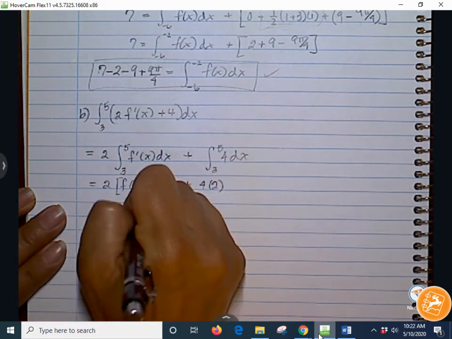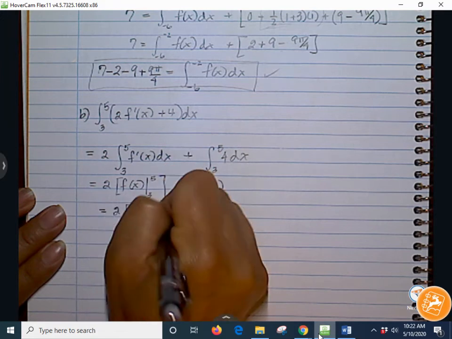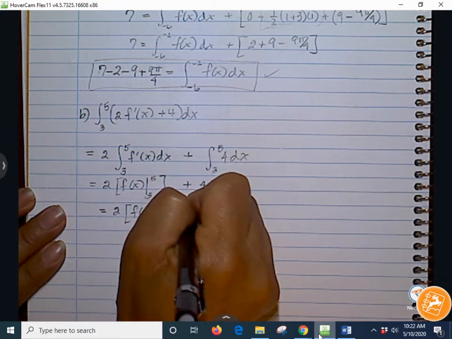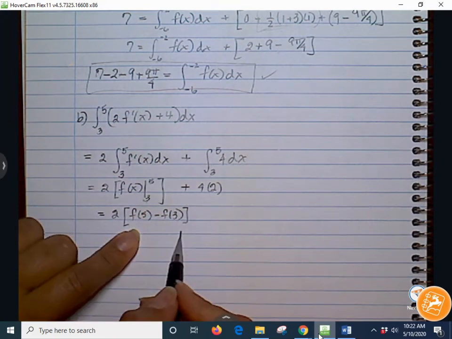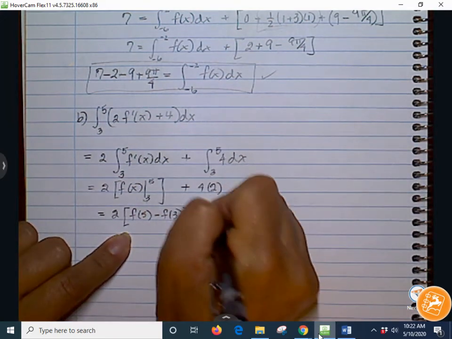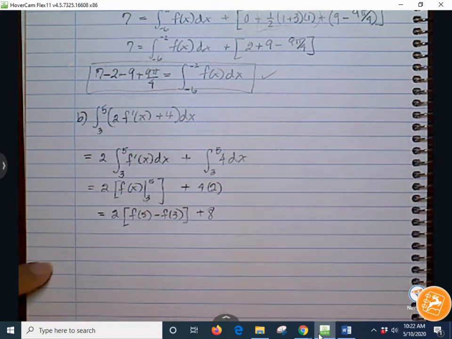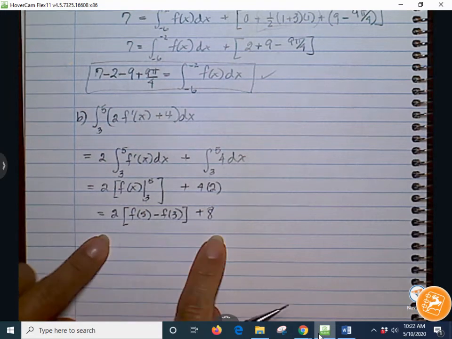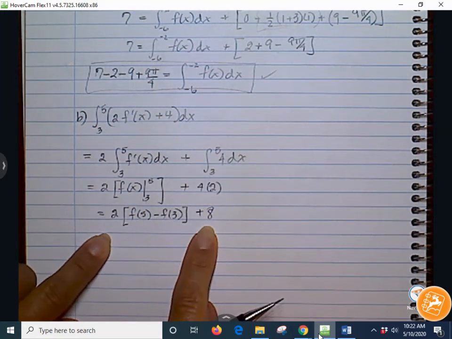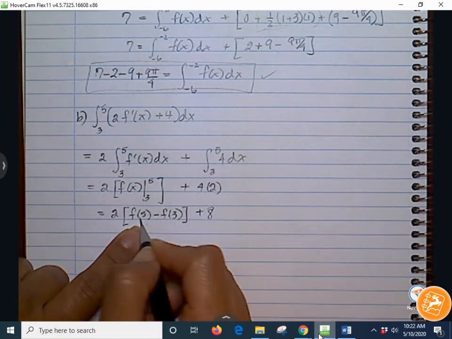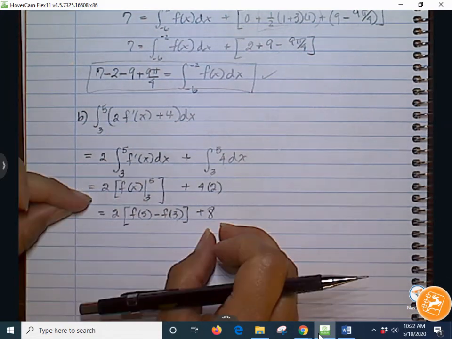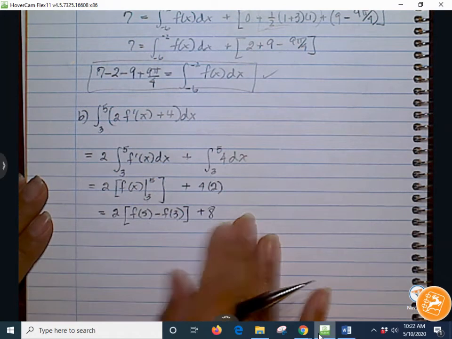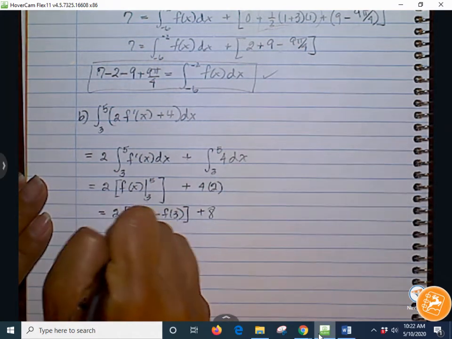And so now I'm going to have f of 5 minus f of 3. That's my FTC, evaluating the definite integral, plus 8. Okay, or you could leave it like that. Now, you're not allowed to leave your answer like this. They want to see that you can evaluate this. Once all the expressions are substituted in, then you can leave your answers unsimplified.